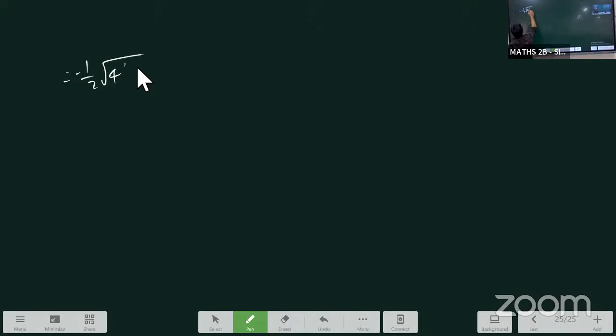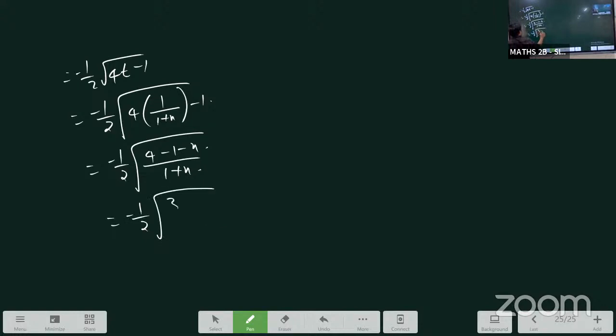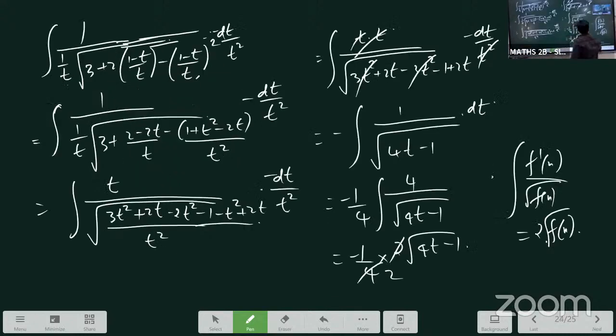Under root of 4t minus 1. Minus 1 by 2 under root of 4 into t, and t is what? 1 by (1 plus x) minus 1. Minus 1 by 2 under root of 4 minus 1 minus x by 1 plus x. That is minus 1 by 2 under root of 3 minus x by 1 plus x, plus c. After doing integration, you are going to put plus c compulsorily. Is it clear? So plus c.